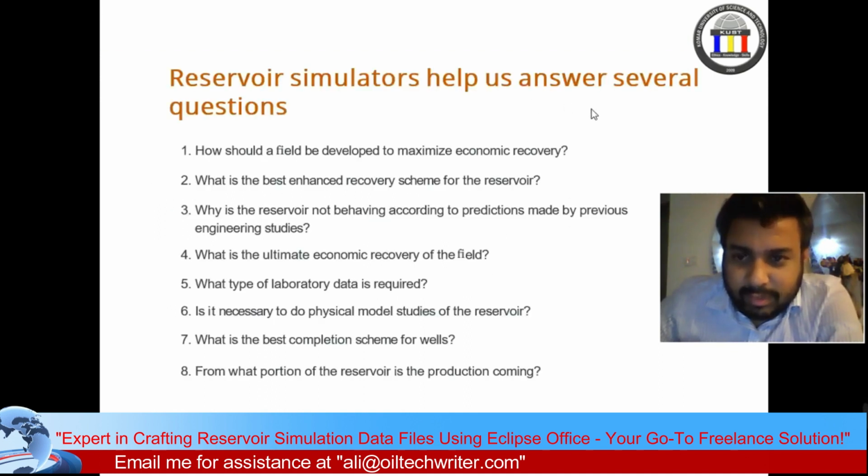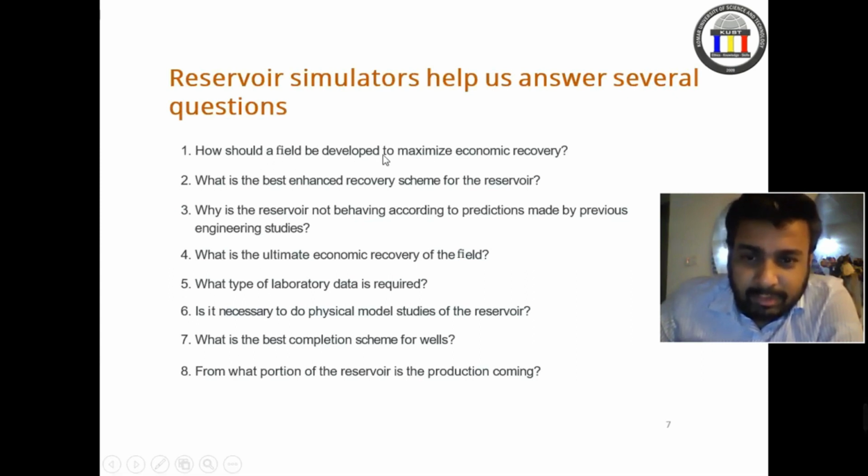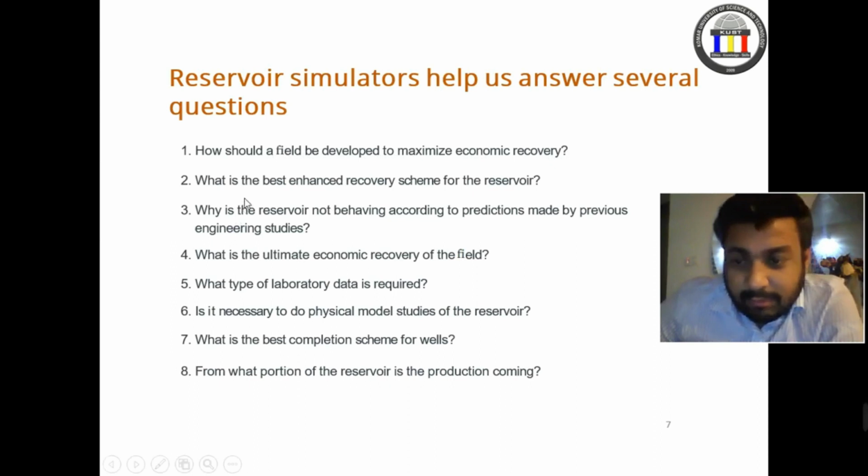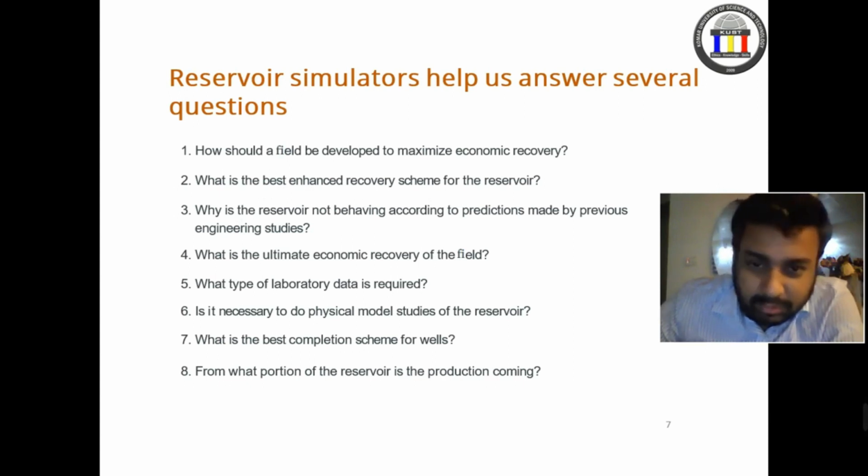Let's go on, and see what kind of answers it can help with. Well, first of all, as I said, how should our field be developed to maximize the economic recovery? Well, it means how many wells we should put. It's as simple as that. Well, if the pressure declines in your well or your field or reservoir, what is the EOR method which is good for you? As I said in the previous slides, there are so many options that we have. We have water alternating gas injection, we have in situ injection. I mean, which one is good? So we need to compare. We need to look at it more deeply.